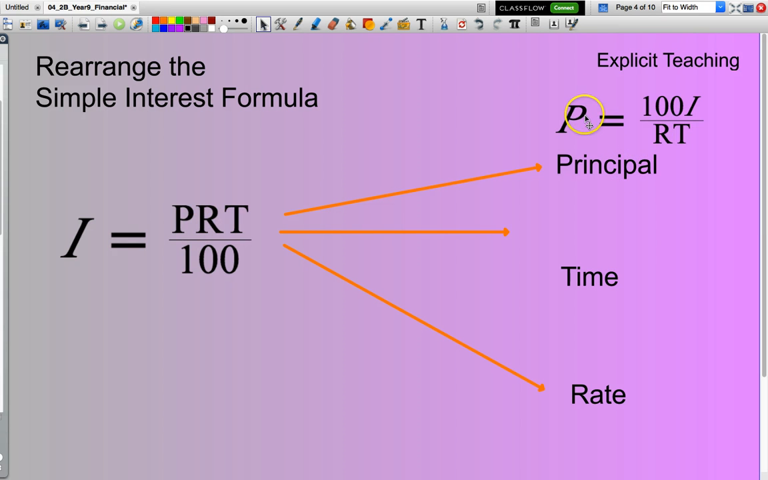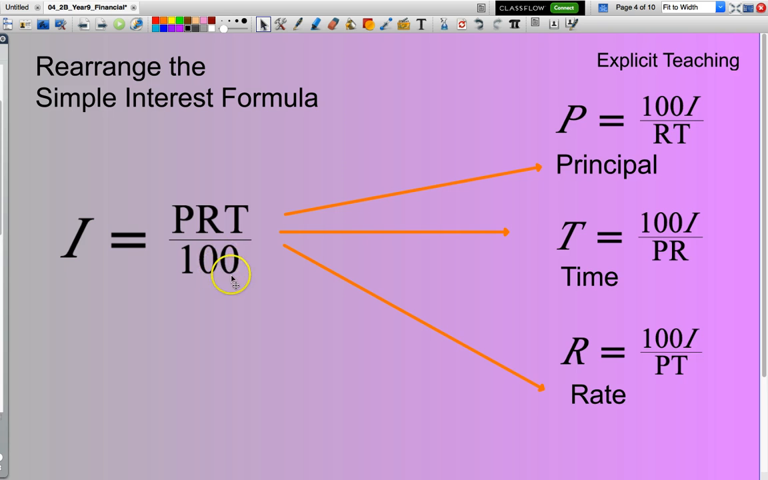So principal equals 100 multiplied by the interest divided by the rate multiplied by the time. Likewise, I could rearrange this equation to calculate the time or calculate the rate. So these three equations can all be used with the simple interest formula, and they are all derived from this equation here: I equals PRT divided by 100.